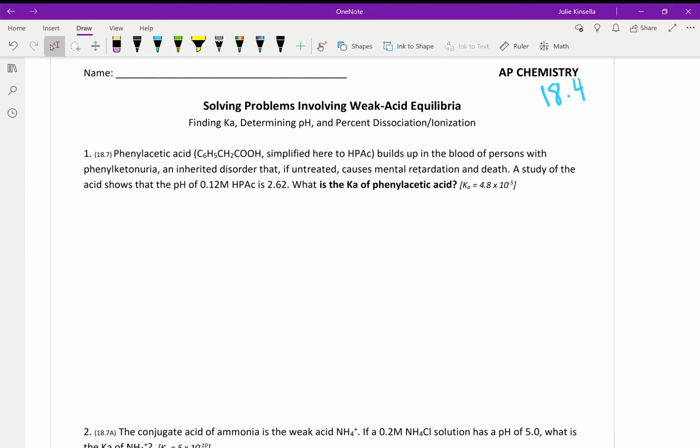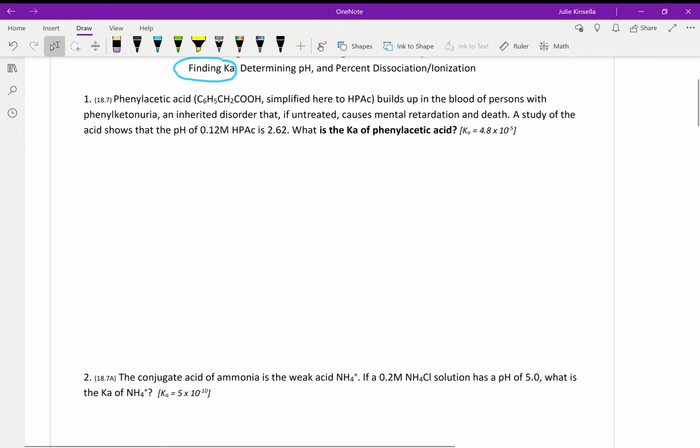All right, hello. We're going to go through our first set of weak acid calculations. We are going to start off with just finding the Ka of a weak acid, usually based on the initial concentration of the weak acid and its provided pH value. So for this first question, this all comes from section 18.4 in your textbook.